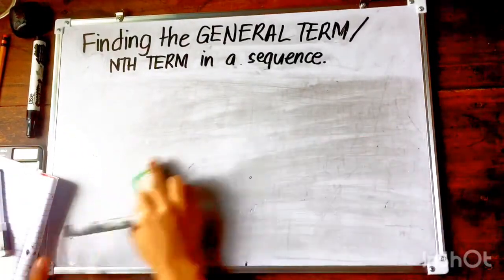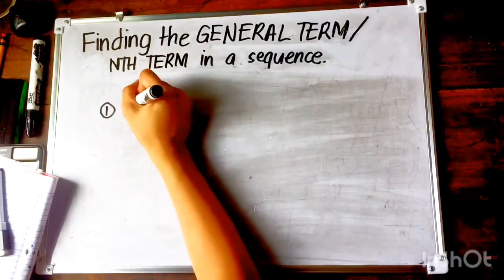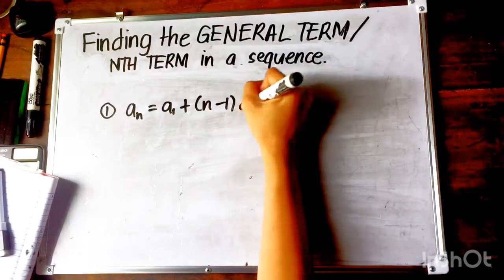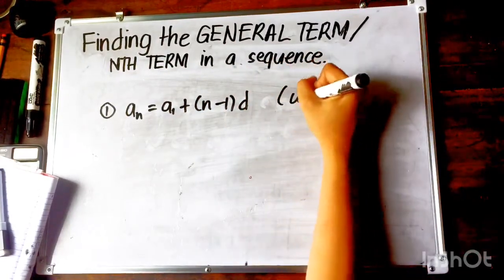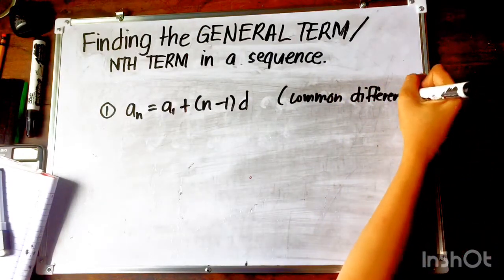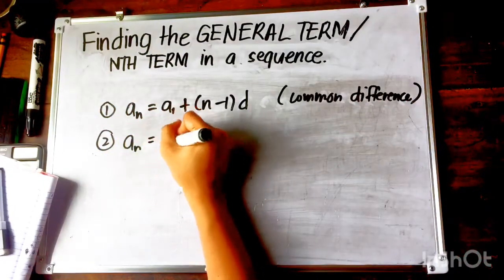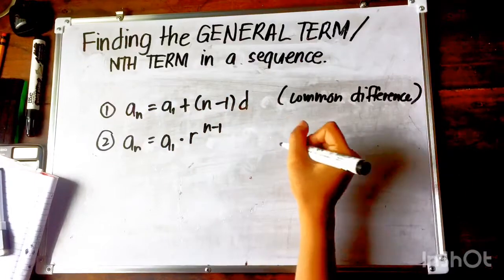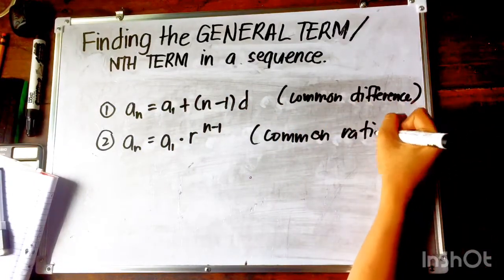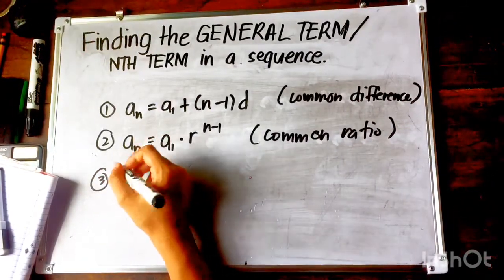So, pag same number yung ina-add natin, okay, or sinusubtract, we have this form, a sub 1 plus n minus 1 times d. Okay? Ito yung may common differences. Next naman, kapag may common ratio, we have this. Okay? We use this, again, kapag may common ratio.